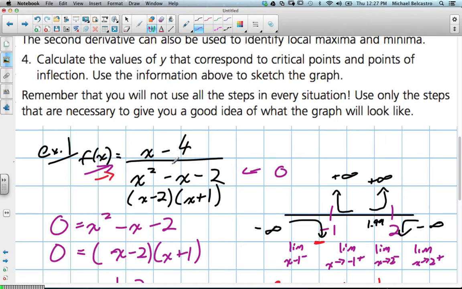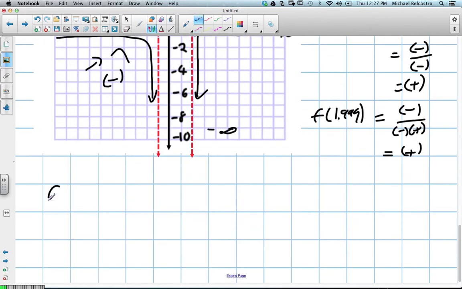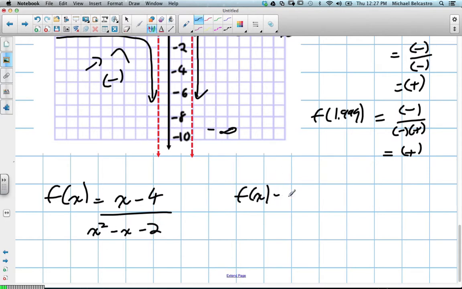As you said, we need an X-intercept. So our X-intercept for this question is when f at x would be equal to 0. So we have x minus 4 over x squared minus x minus 2, I believe. So when f at x is 0, that'll give us our X-intercept when y is 0.